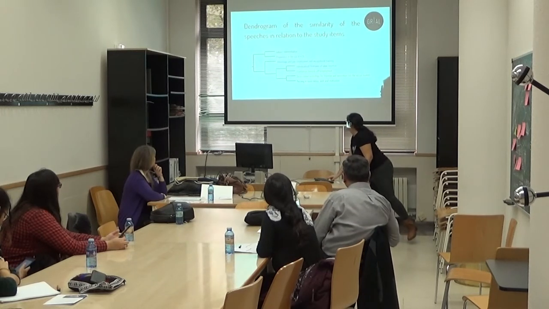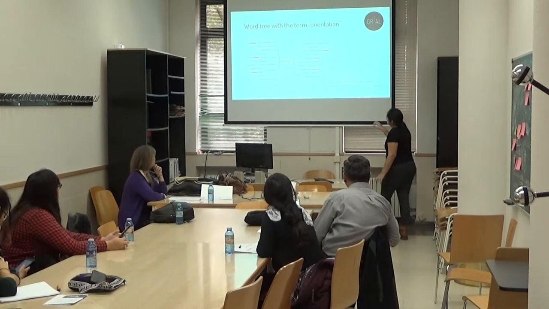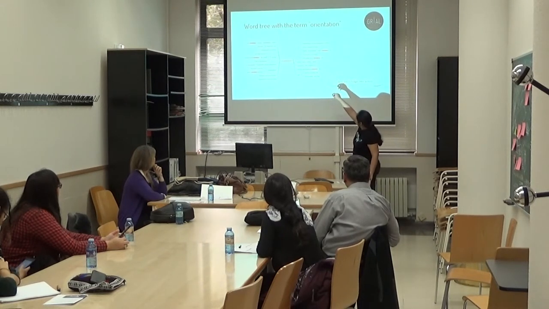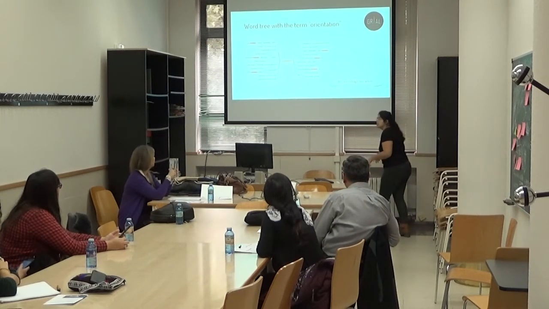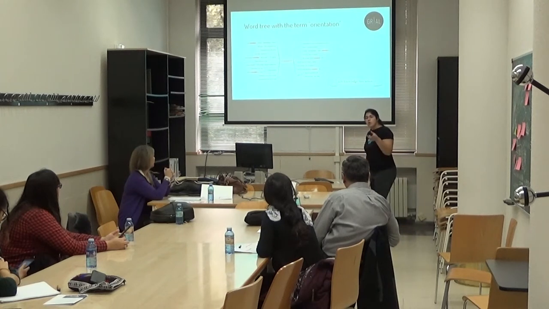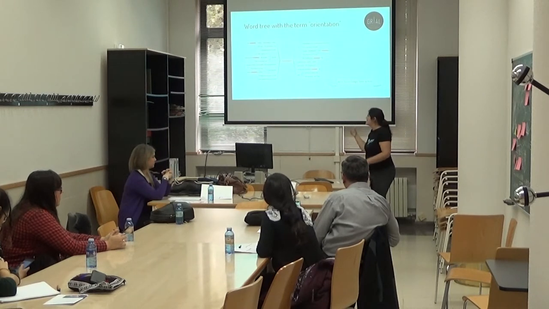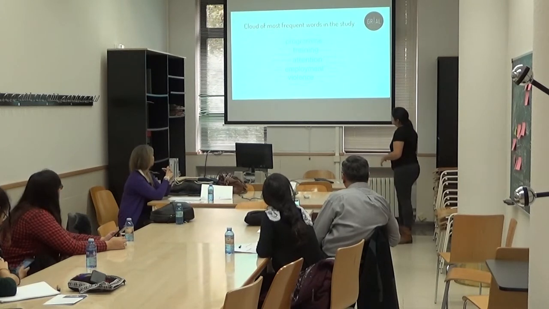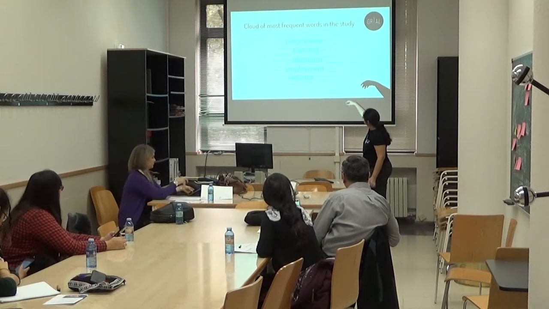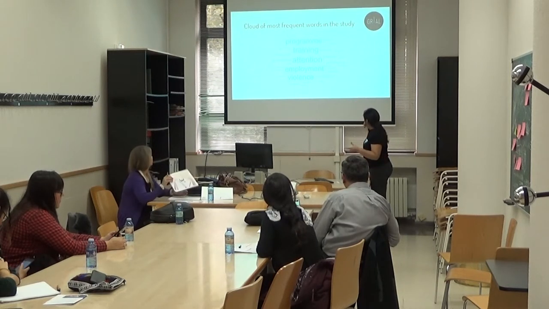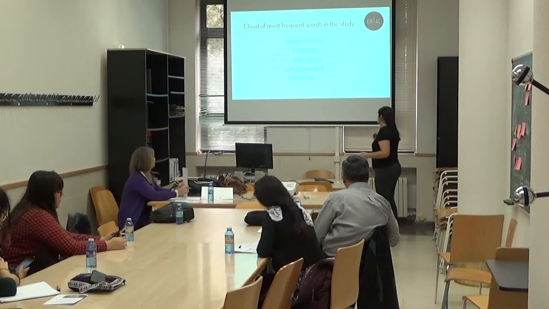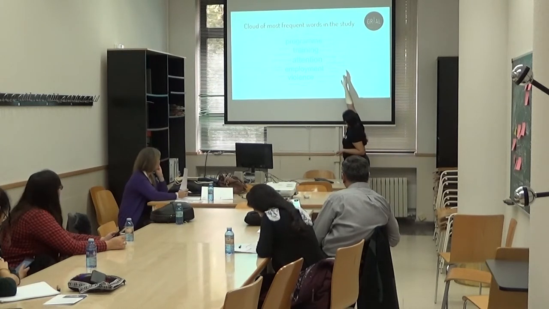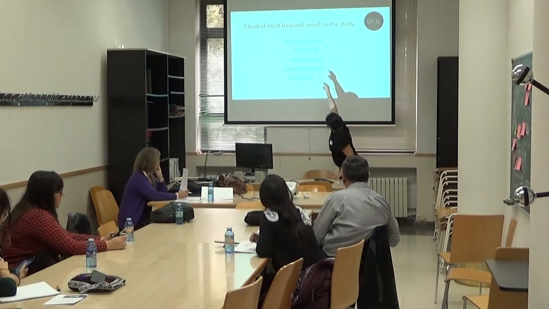Categories and entities. And this is the word tree about the word orientation and the phrases that we identify in the discourse of the workers of the entities. This is very interesting if you want to understand what entities say about this area or this field. And finally, we can see the most frequent words in the study, and the most frequent were program, training, attention, employment, violence, insertion, prostitution, guidance, service, immigrants.